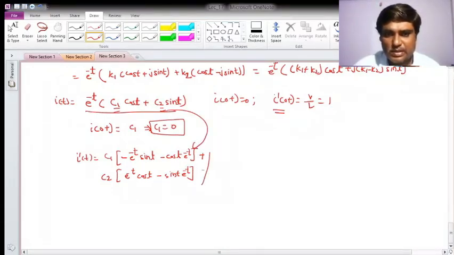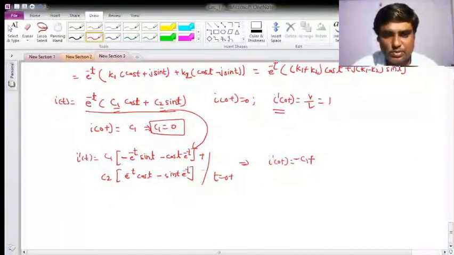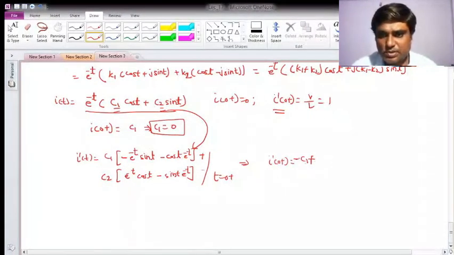And then I will evaluate this at t equal to 0 plus. So I dash of 0 plus will be minus c1 cos t, so this is minus c1, plus c2 times cos 0, which is 1, and sin 0 is 0, so it is plus c2. And c1 is 0, so I dash of 0 is 1, so the c2 value is 1. Okay, now I got this.